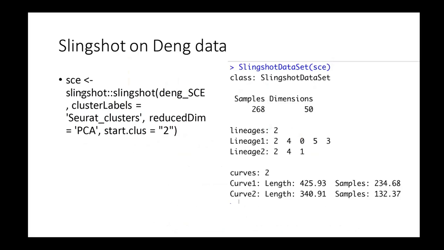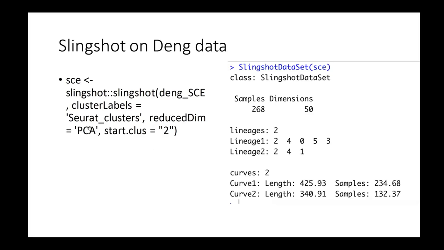In R, it's quite easy. You have the function slingshot, and the function slingshot uses a single cell experiment object. So you need first to convert your Seurat object to a single cell experiment object, but as Tanya showed, it's quite easy to do. And then you have to provide the labels of the clusters. This is important. As I said, slingshot is based on the assumption of trying to find a minimum spanning tree on your clusters. And so therefore you need to provide those labels, and then you need to say in which reduced dimension you would like to work. This is for being able to know where to generate the principal curves.